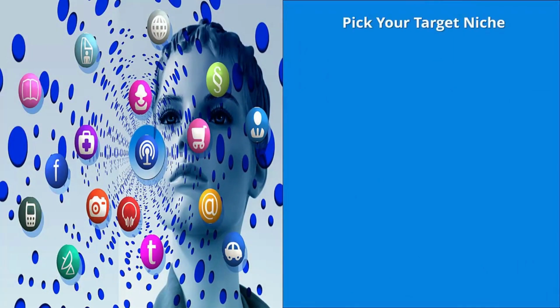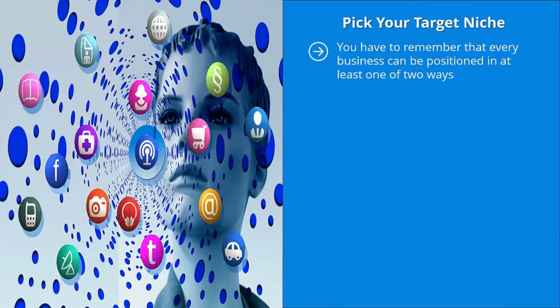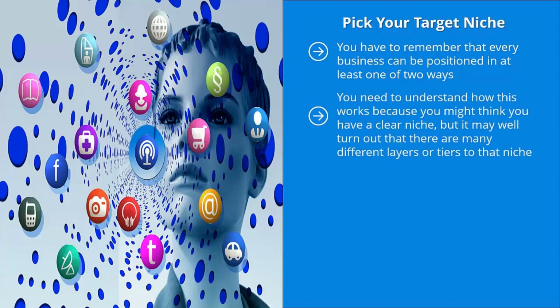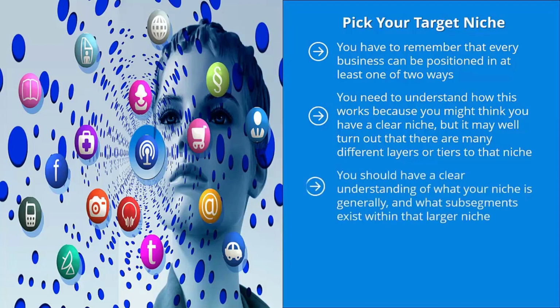Pick your target niche. You have to remember that every business can be positioned in at least one of two ways. The bigger your niche, the more angles you would have at your disposal. You can look at different subsegments of your niche. You need to understand how this works because you might think you have a clear niche, but it may well turn out that there are many different layers or tiers to that niche. There might be different subsegments there. You should have a clear understanding of what your niche is generally and what subsegments exist within that larger niche.